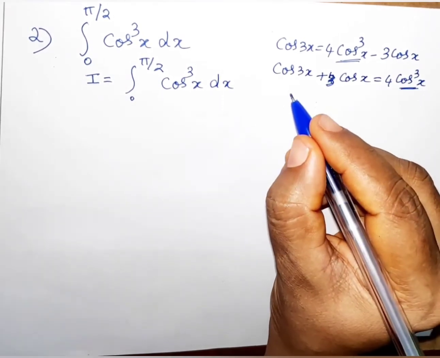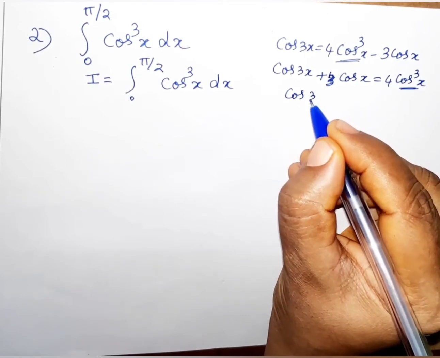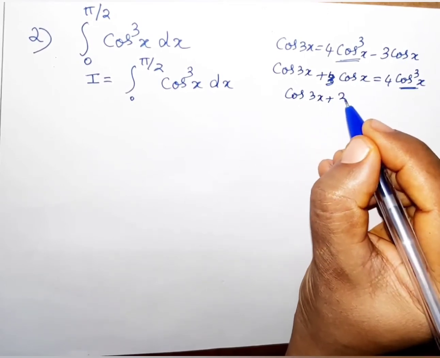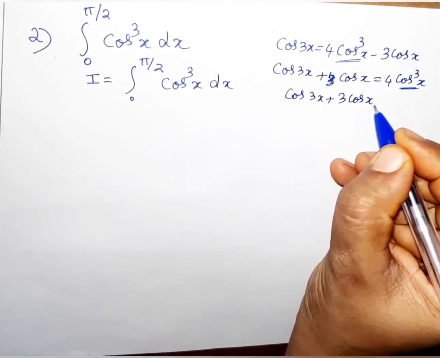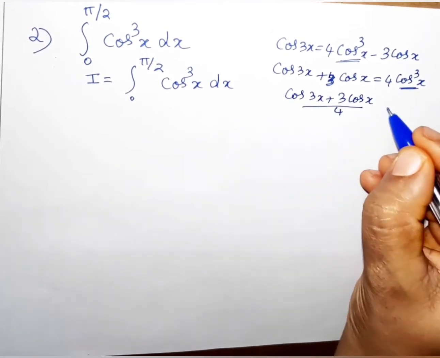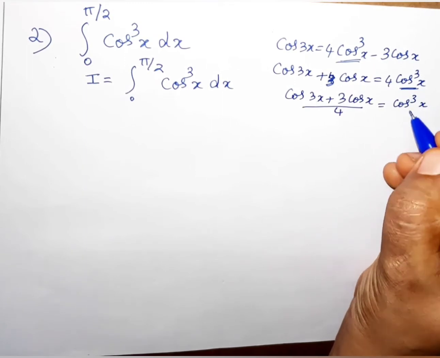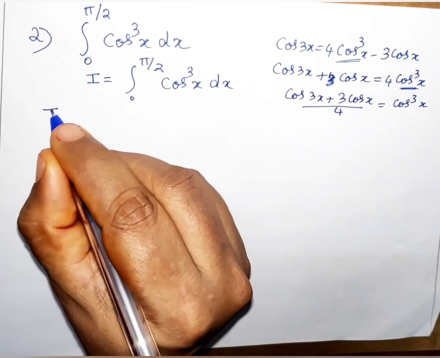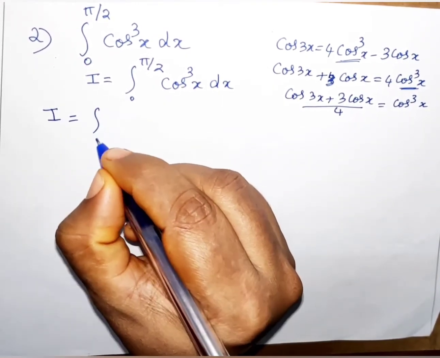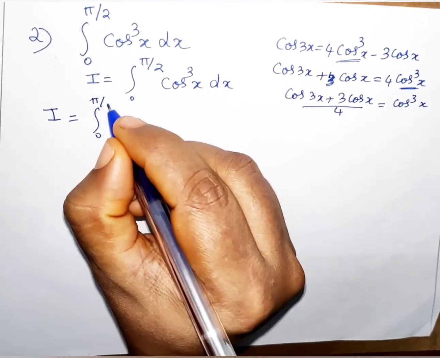But we want the value of cos cube x. 4 is along with cos cube x. So if you send 4 to the left hand side, it will become cos 3x plus 3 cos x divided by 4, that will be equal to cos cube x. And this can also be written as 3 cos x plus cos 3x. The second term can be written as first.